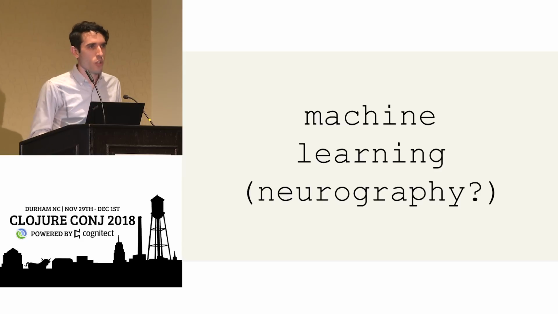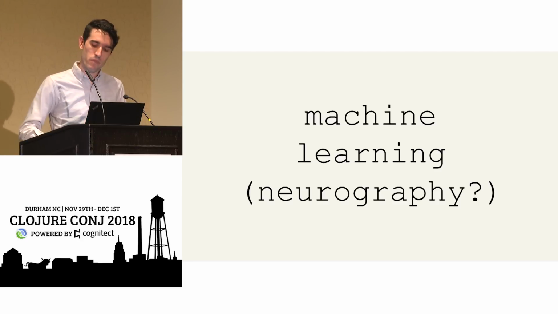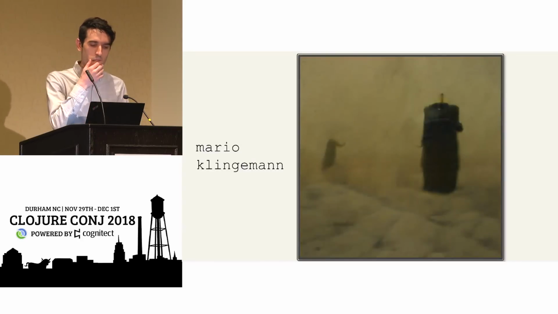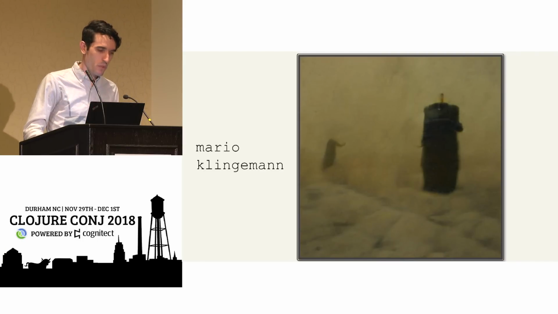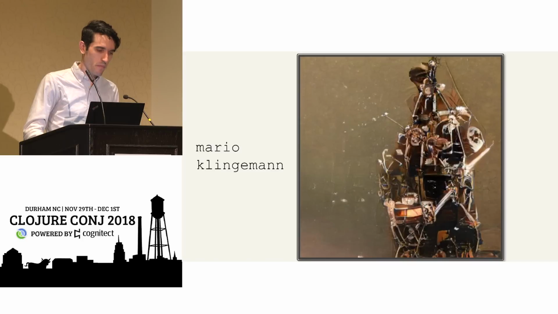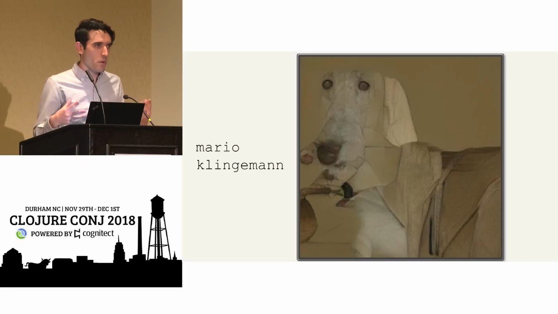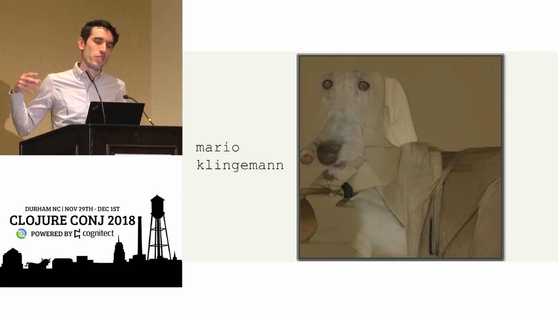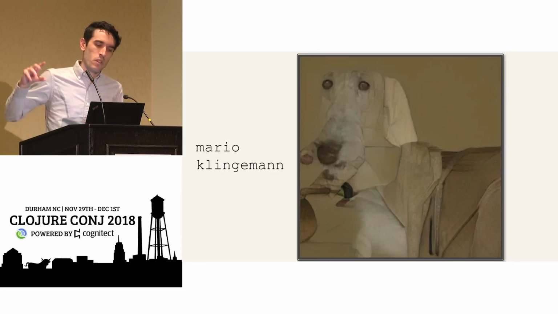One of the more recent developments is what has come out of machine learning. I think neurography is a good term for it. This is artwork that was made by Mario Klingemann, and I have a few works by him here. This artwork was made with something called a GAN, a generative adversarial network. It's a type of neural network, and it's trained in a particular style.